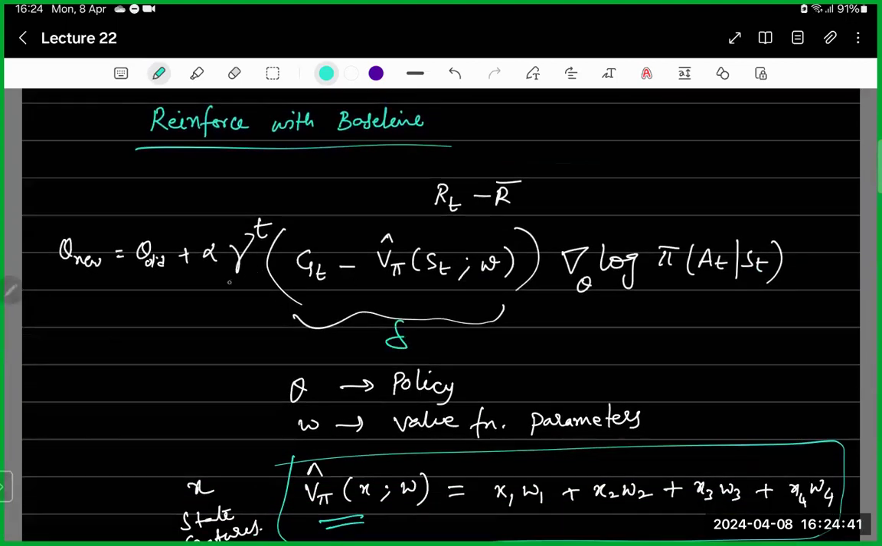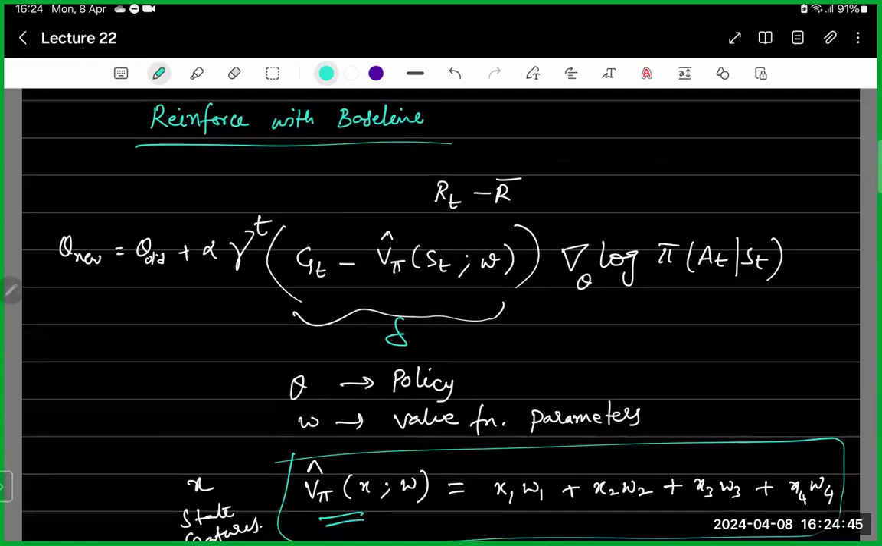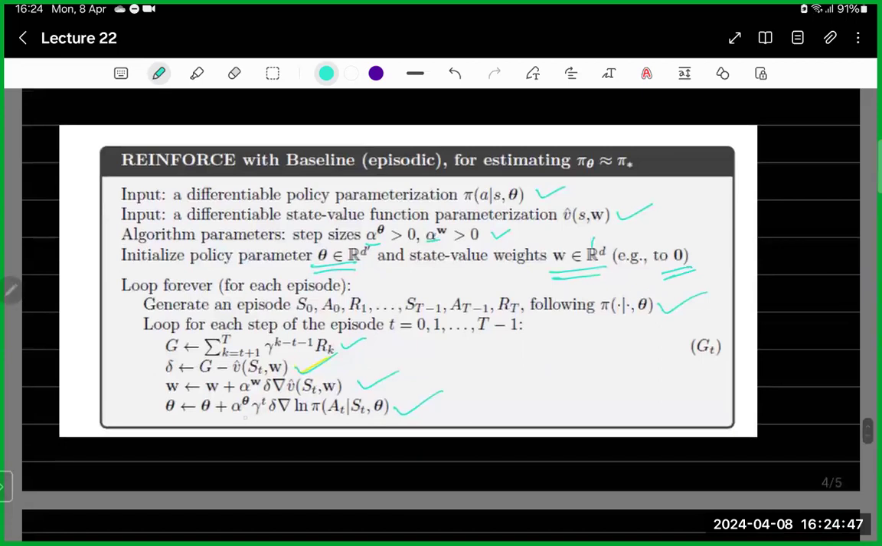So this is like gamma power t into delta into del log pi of at given st. That's what they're doing here. Gamma power t into delta, which is the difference between GT minus V pi hat, and then you are doing this. So this is the reinforce with baseline. So is this clear?